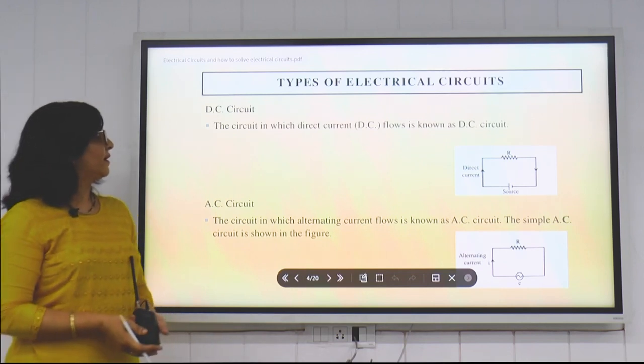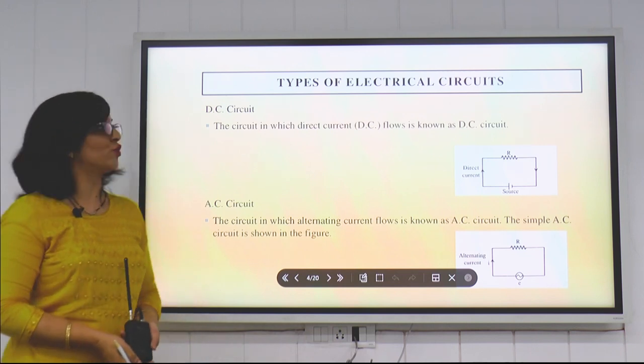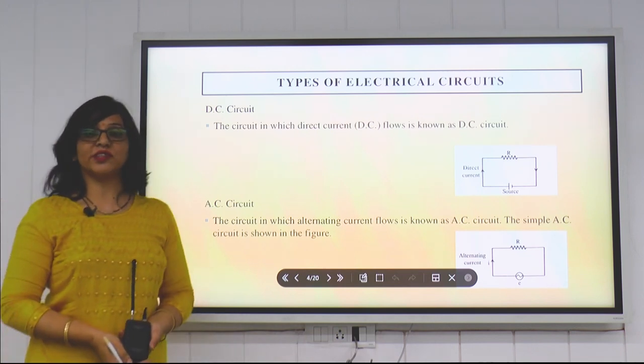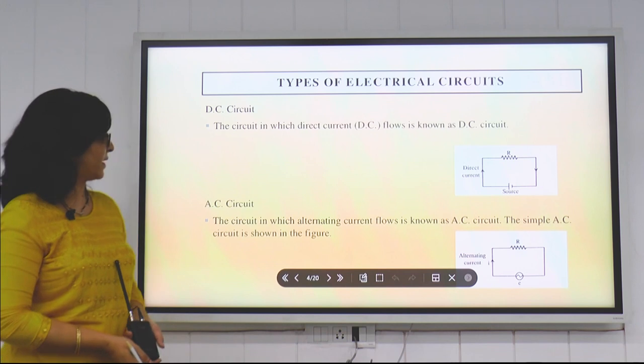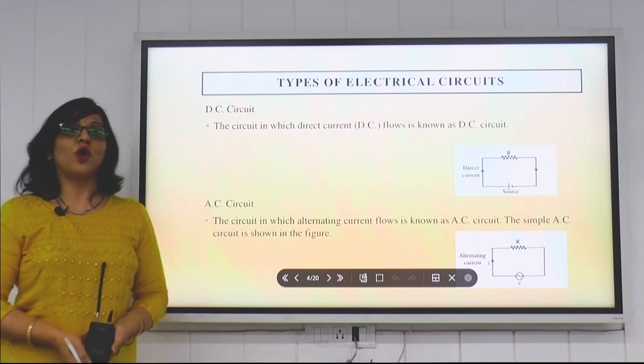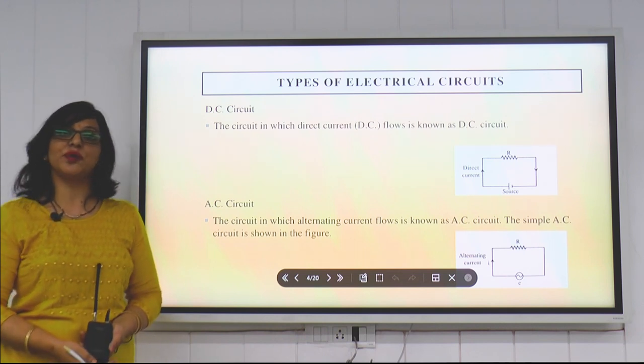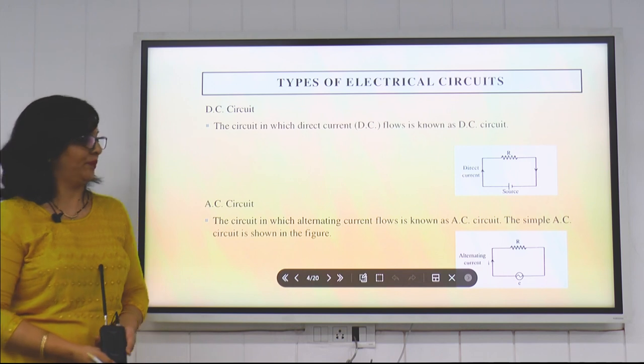Next are the DC circuits. A DC circuit is a circuit in which direct current flows. Direct current is a unidirectional current whose magnitude remains constant. An AC circuit is a circuit in which alternating current flows. Alternating current is a bidirectional current whose magnitude and direction change periodically at regular intervals of time.